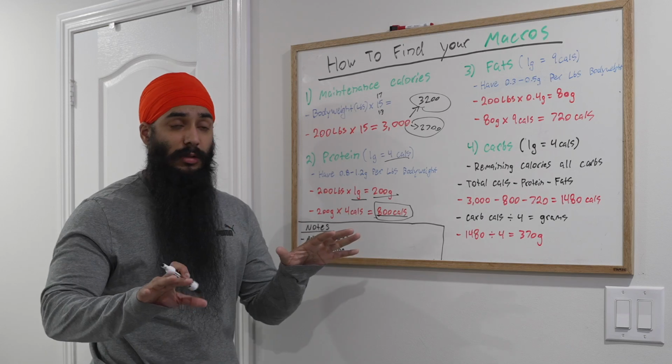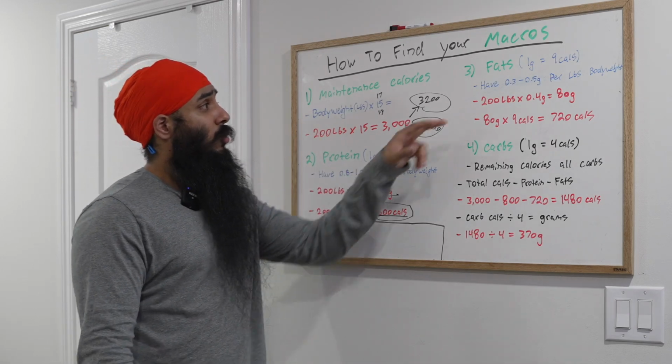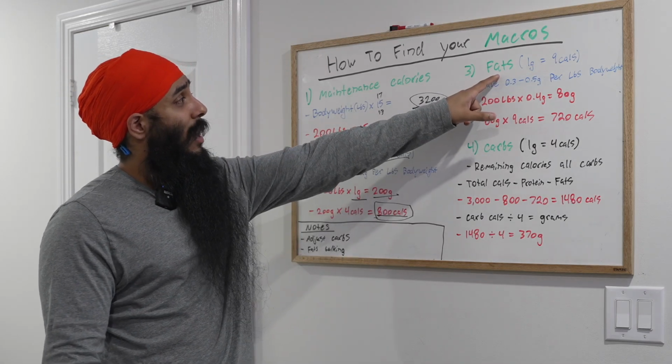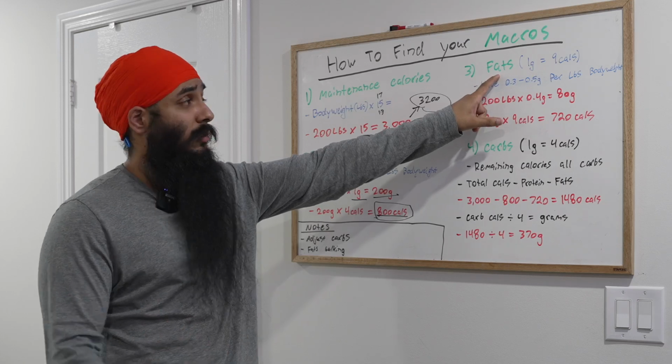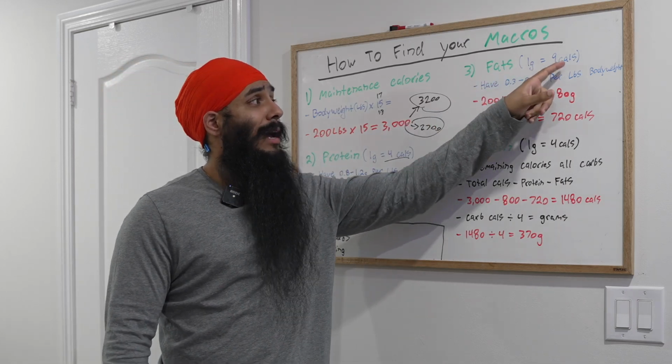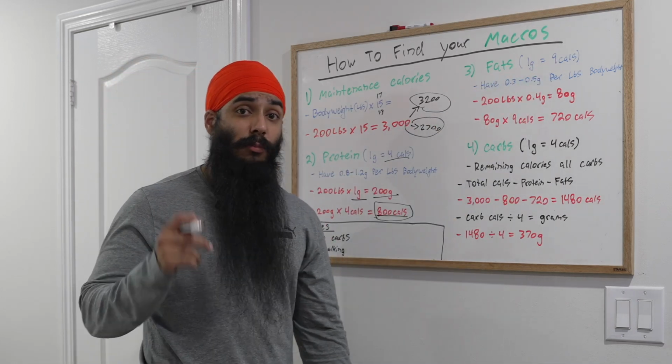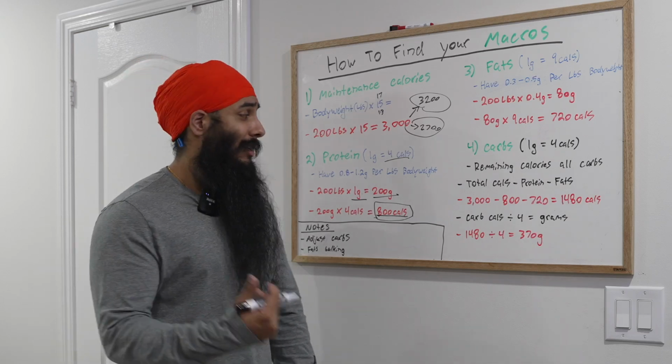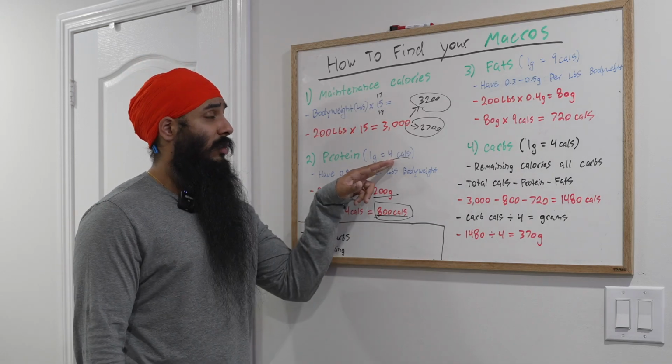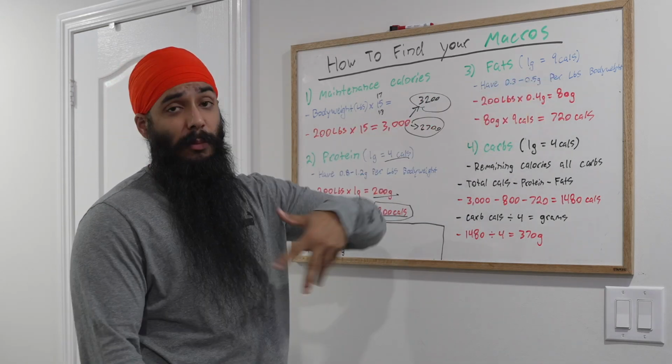Very simple, very straight to the point. The third thing we want to understand is how many fats we need to consume on a day-to-day basis. 1 gram of fat is equal to 9 calories. So fat is actually the most calorically dense macronutrient. It's more than double. Here you can see this is 4, this is 9, so a bit more than double.